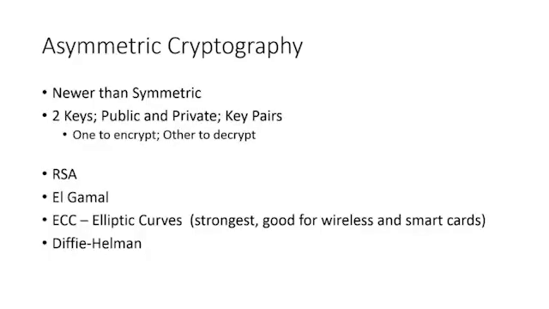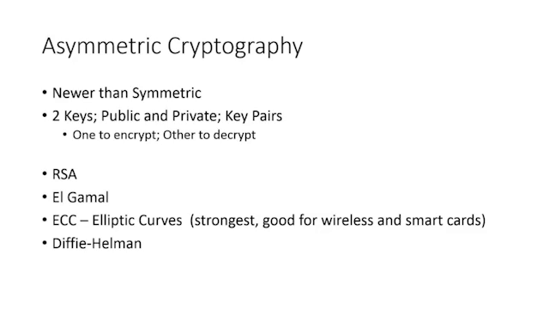Asymmetric cryptography, not quite as long, all right? So, a couple of examples: RSA, ElGamal, ECC, the elliptic curve cryptography there. I did put a little sentence there that it's the strongest as far as key strength. It's good for wireless, it's good for smart cards. Your mobile phones can use this because it's powerful in how it works, but it doesn't take a lot of power to work. So it's very good for those lightweight devices. And then Diffie-Hellman is also an asymmetric encryption.